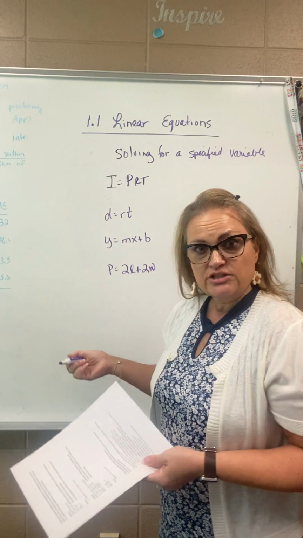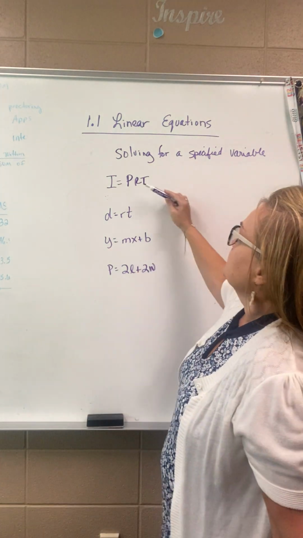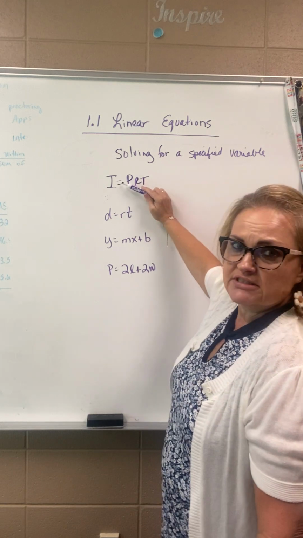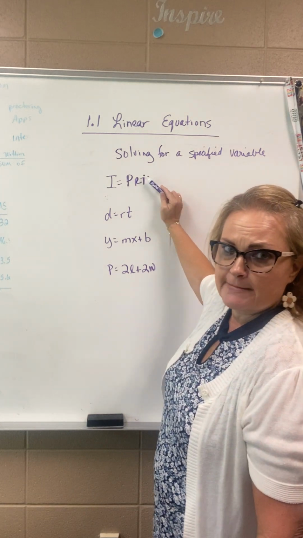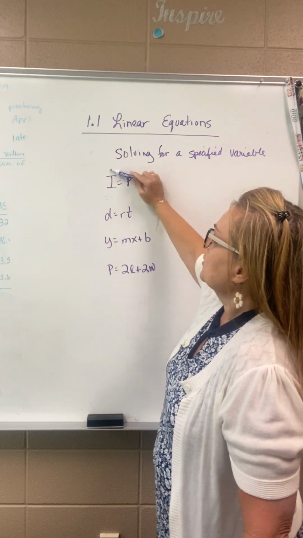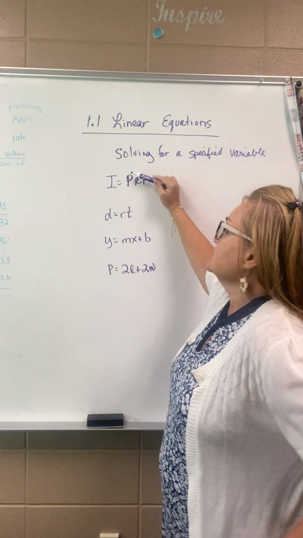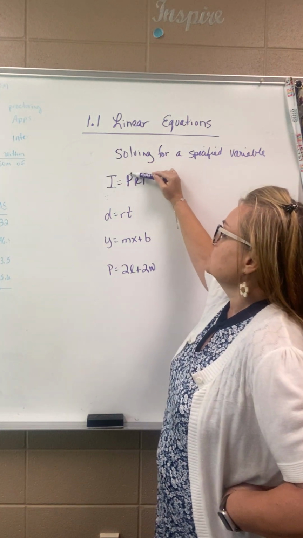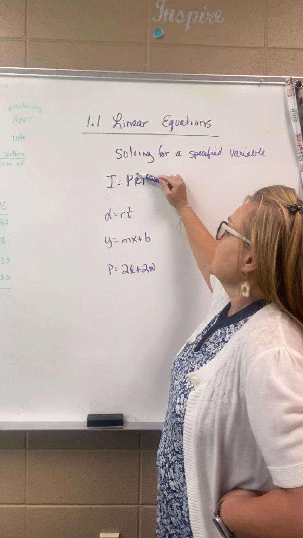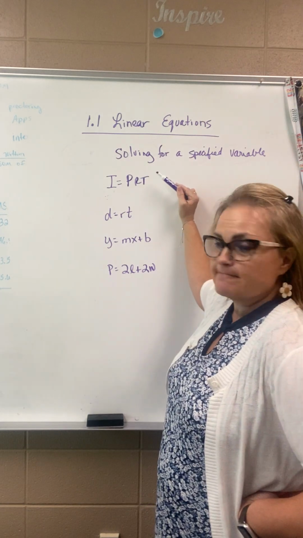All right, so some formulas that we use this semester. The first one is interest equals principal times rate times time. This is a business application. The interest that you earn or you pay on money, depending on if you're saving or you're borrowing, is how much principal, how much money you borrow, times the rate of interest times the time. Those are the three factors in that.